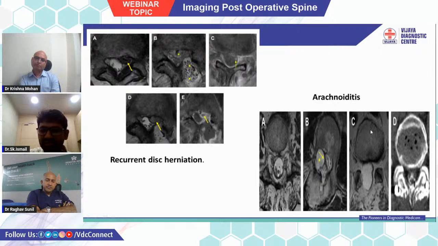And the cause of arachnoiditis is not clearly known. It could be secondary to surgical manipulation or postoperative infection, or secondary to intrathecal blood during surgery, or due to administration of intrathecal anesthetic agents or anti-inflammatory agents. And recurrent disc herniation, peridural fibrosis, and arachnoiditis are important causes for persistent pain after a technically successful surgery, especially when failed back surgical syndrome is considered.